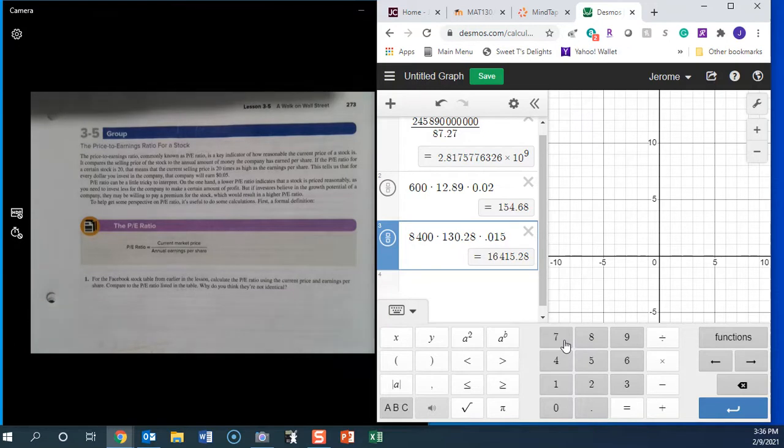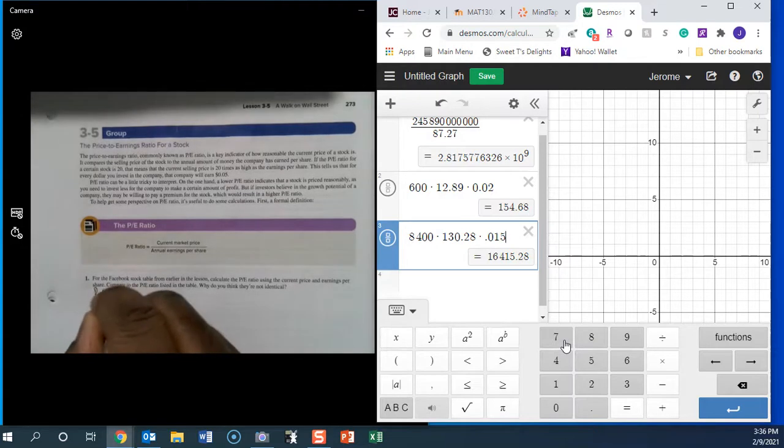earnings per share. All right, number one, for the Facebook stock table from earlier in the lesson, calculate the price over earnings ratio using the current price and earnings per share. Compare it to the price over earnings ratio listed in the table. Why do you think they're not identical? Okay, so let's take a look.